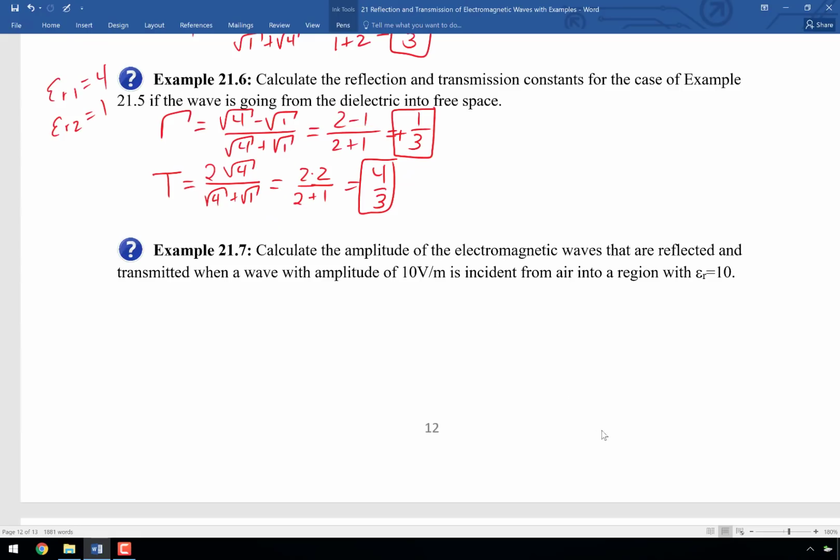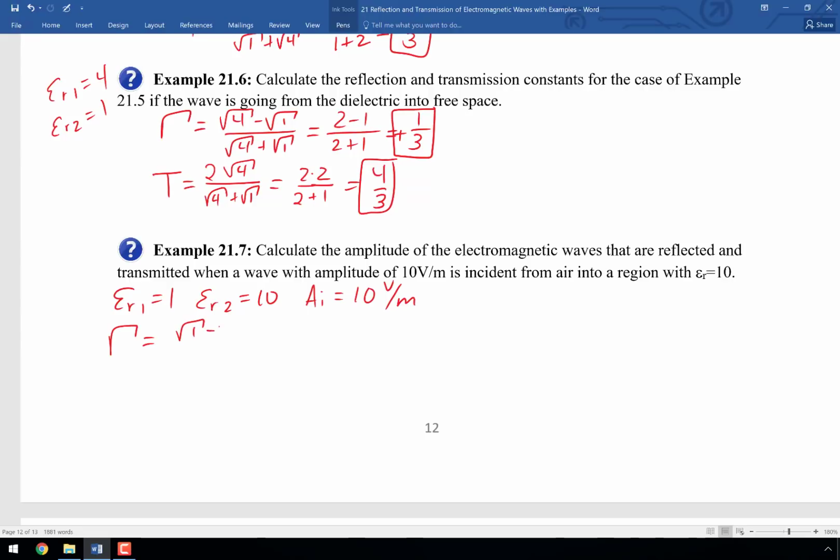Calculate the amplitude of the electromagnetic waves that are reflected and transmitted when a wave with an amplitude of 10 volts per meter is incident from air into a region with epsilon r equals 10. So epsilon r1 equals 1, epsilon r2 is equal to 10, and a sub I is equal to 10 volts per meter. So we can first of all calculate gamma.